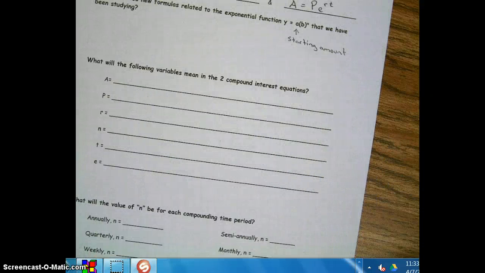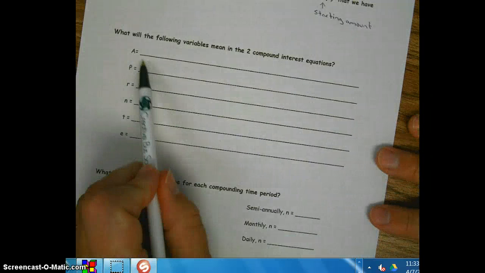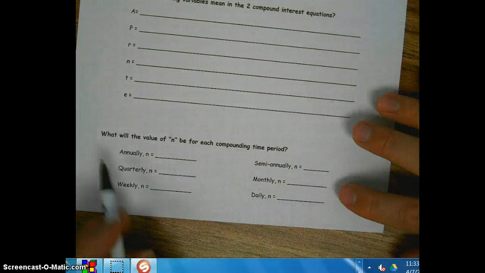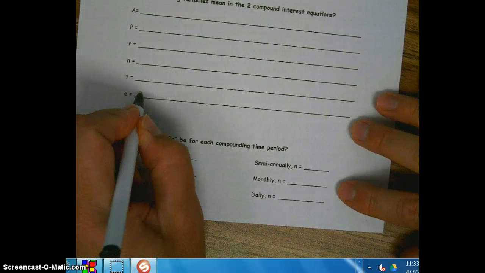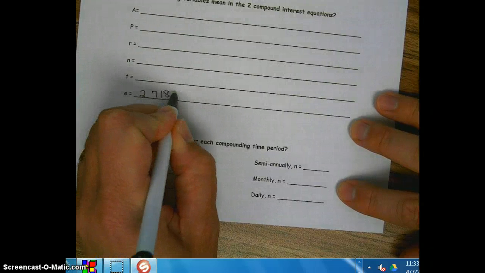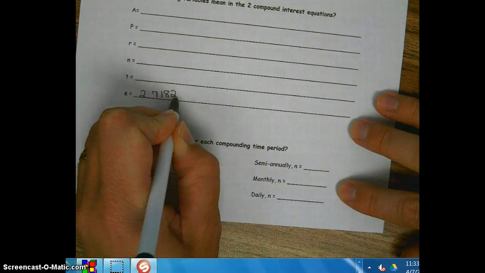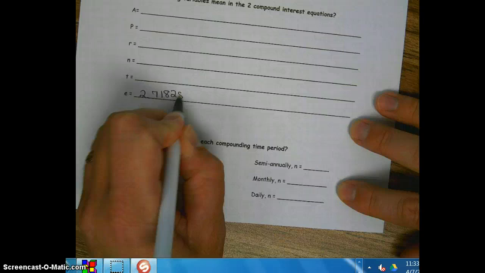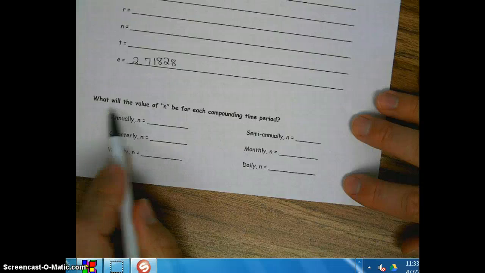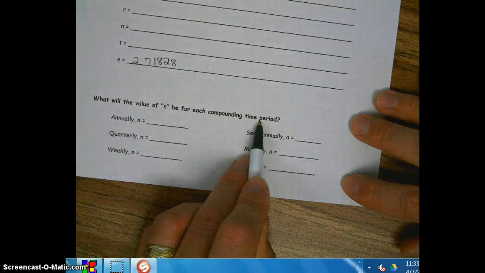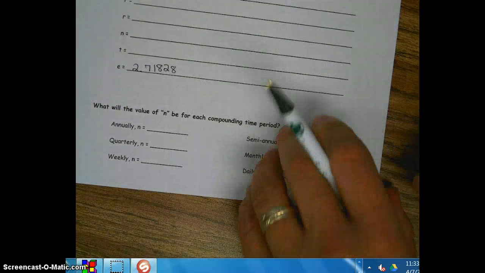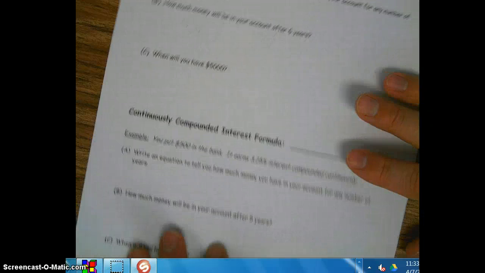Okay, so hopefully you've got this copied down from that graphic. We'll go ahead and write this number in, 2.718281828 approximately. Okay, what will the value of n be for each compounding time period? Let's see if you can figure out what these numbers are on your own.